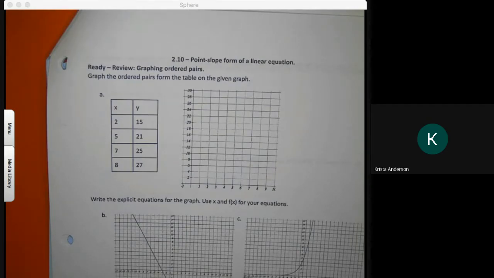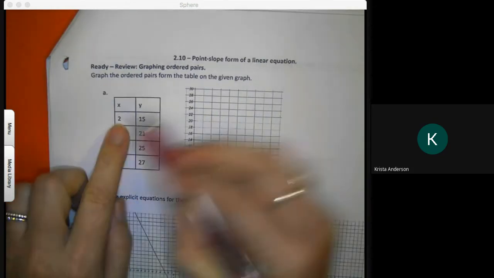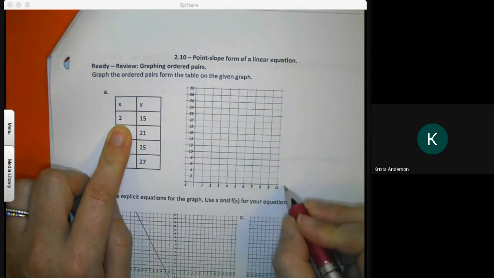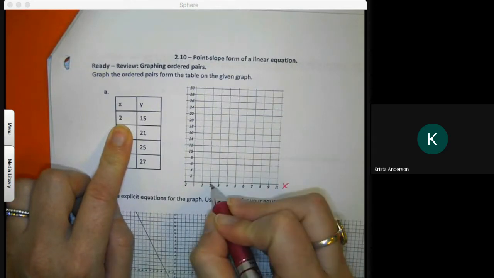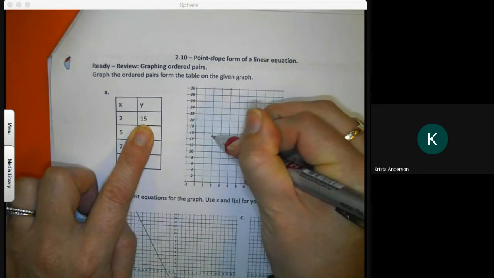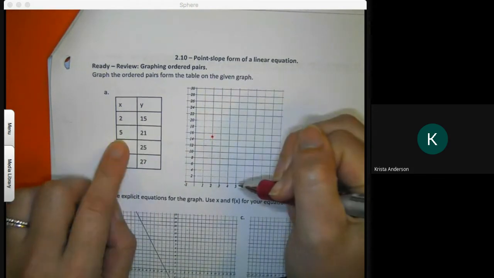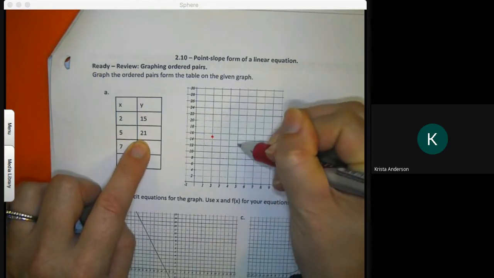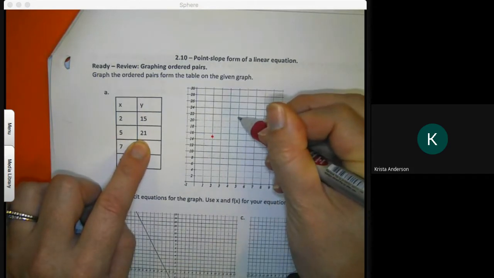Right. For our first example, we need to graph the ordered pair from a table on the given graph. To graph 2, I would go over 2 because these are the x's, and then I would go up 15 and put a dot. For 5, it would be up 21.